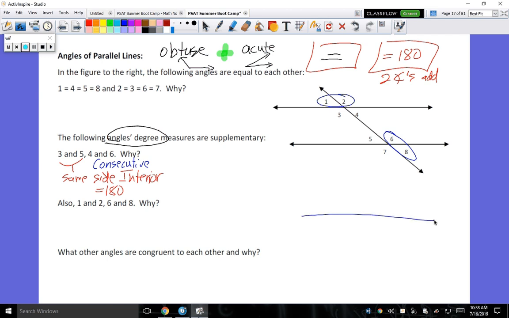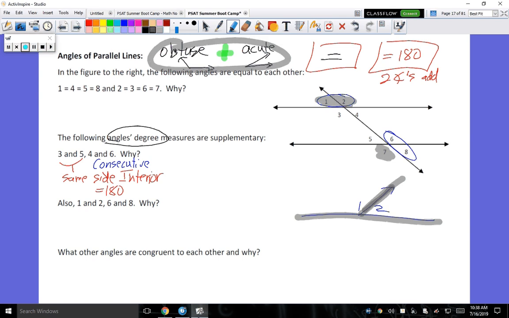This right here was a misconception. A lot of people thought, including me when I was your age, that supplementary meant that they had to share that inside side of the angle. That 1 and 2 were supplementary, okay? But 1 and 7 were not, because they weren't touching right next to each other, like adjacent to each other. But that's not the case. Any two angles that add to 180 are supplementary. This is because it's a linear line. That's why it's going to be supplementary. Okay? The short way to remember, like I've told you before, the obtuse plus the acute.